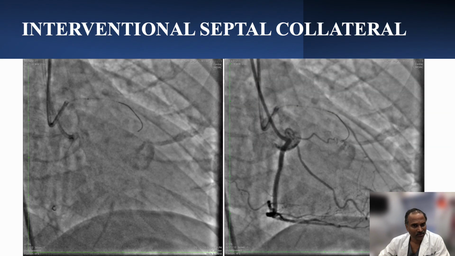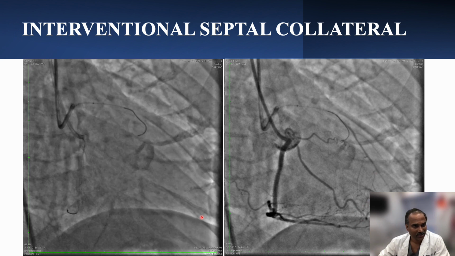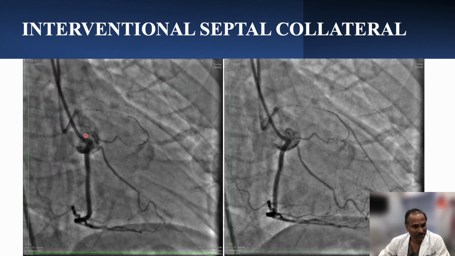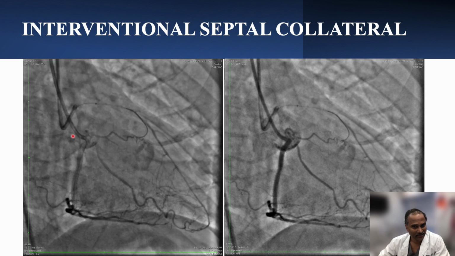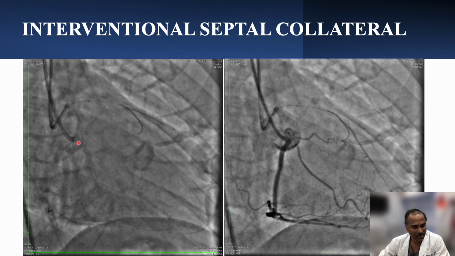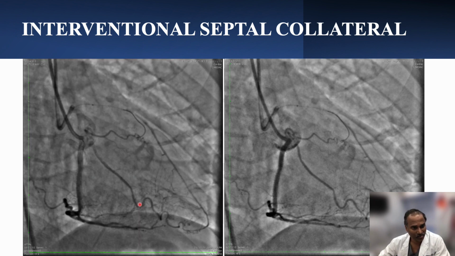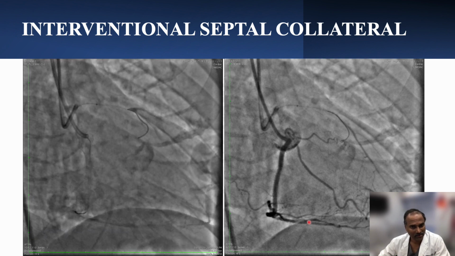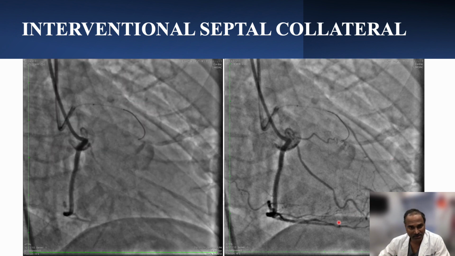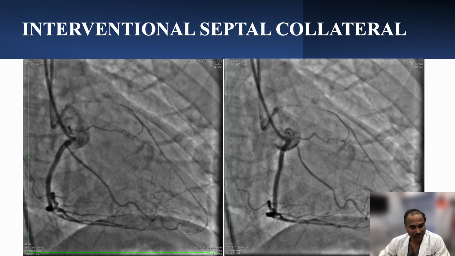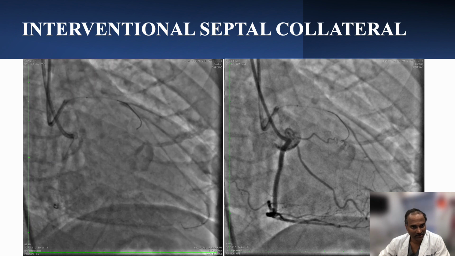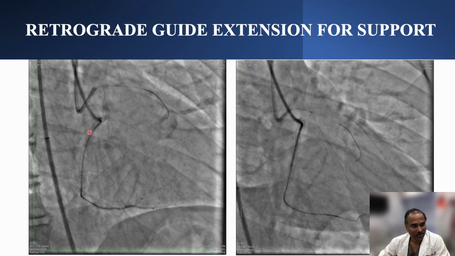So yes, I went retrograde through a good interventional septal collateral. You can see this is a good interventional septal collateral present, and you can see as there is sound from JR retrograde, so I had to take an extra support by introducing a Guideliner. That is very important. Then only we can get through the septal with the microcatheter. So this is what we did.